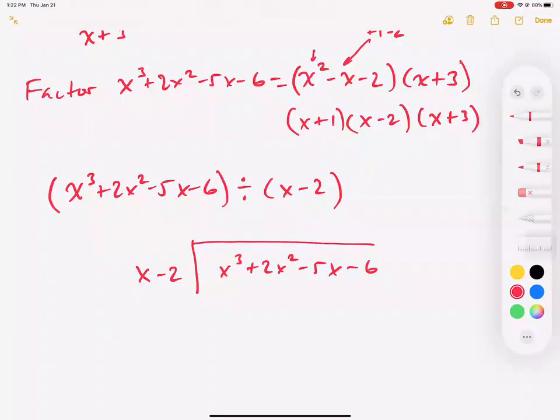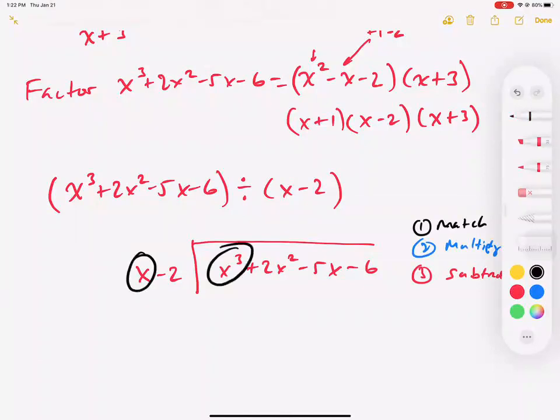So we have our 3 rules. We're going to 1, match. 2, multiply. And 3, subtract. Okay, 3 rules. So let's first match. What could I use to match x and x cubed? We're going to match x squared. Okay, step 2. We're going to multiply. We multiply x squared times x and 2. We end up with our line x cubed minus 2x squared.